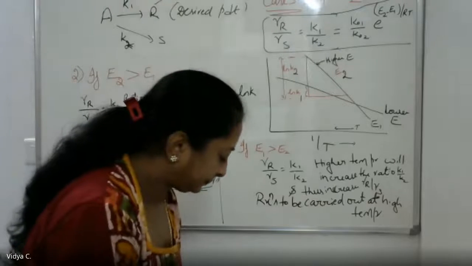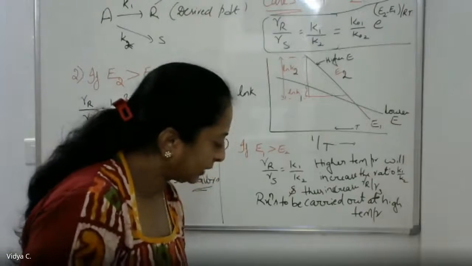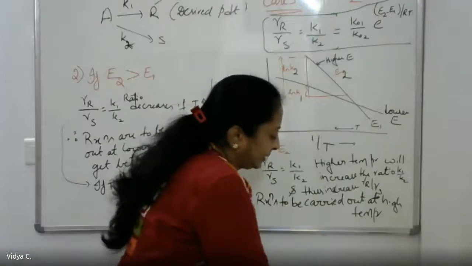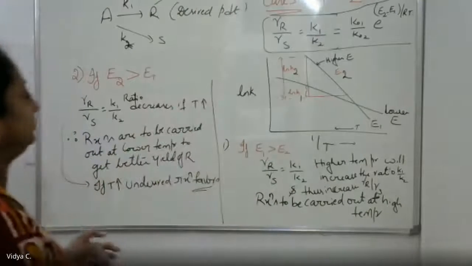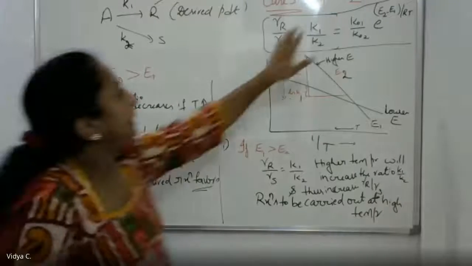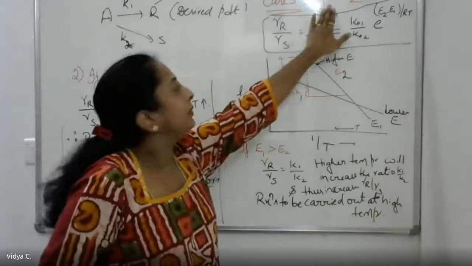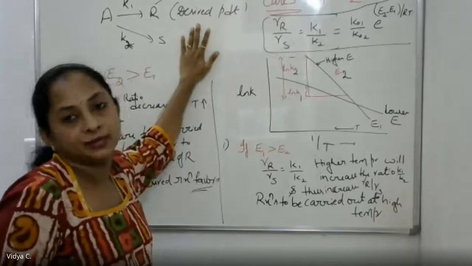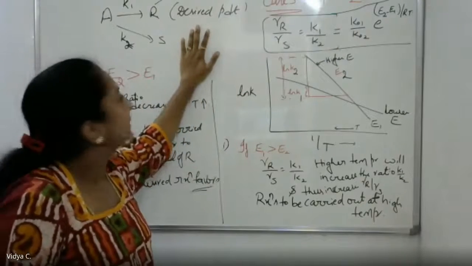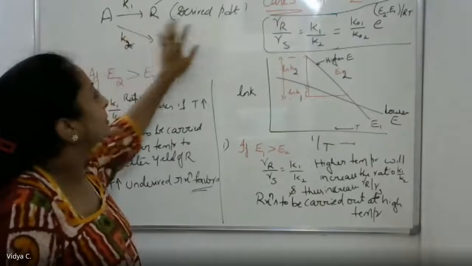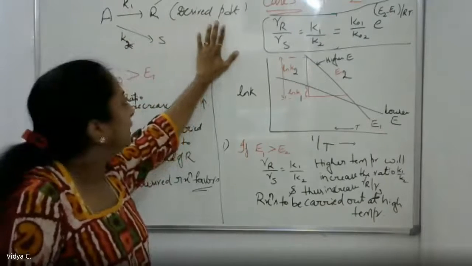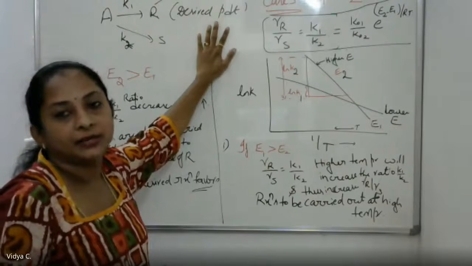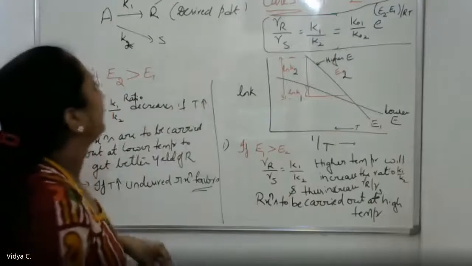Yeah, I have covered this. Next, fourth case. If N1 is equal to N2, then you have to check the temperature. If the orders are the same for both the reactions, then it depends on the temperature. So we have to check at what temperature the reactions are to be carried out.